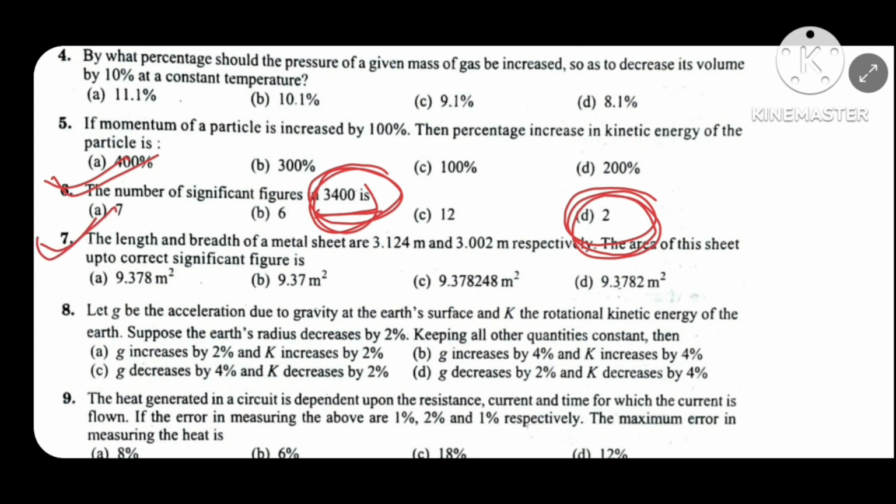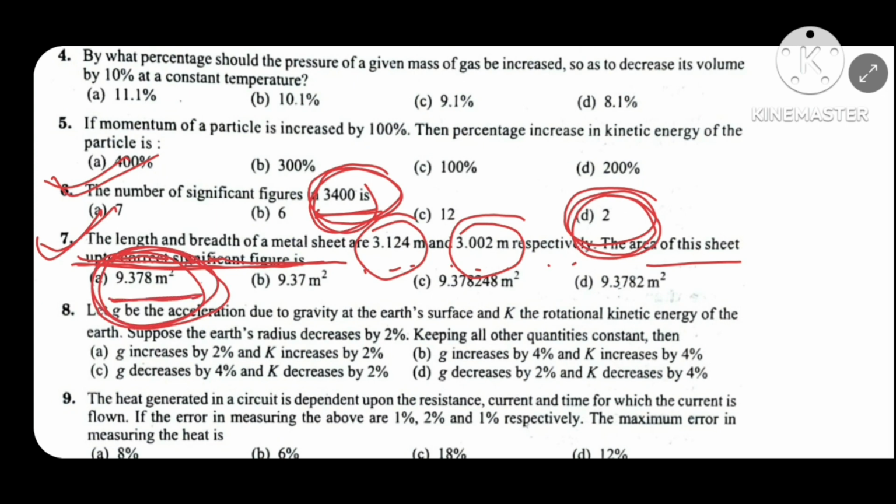Now question number 7. Length and breadth of a metal sheet are 3.124 and 3.002 meter respectively. The area of this sheet up to correct significant figure. Look at this. Length has 4 significant figures. Breadth has 4 significant figures. So area also be 4 significant figures. So only A has 4 significant figures. So answer is A. Okay.